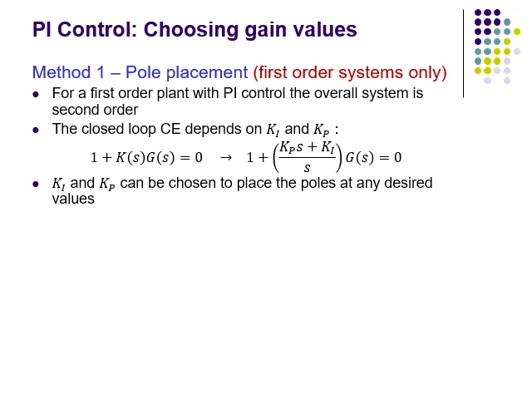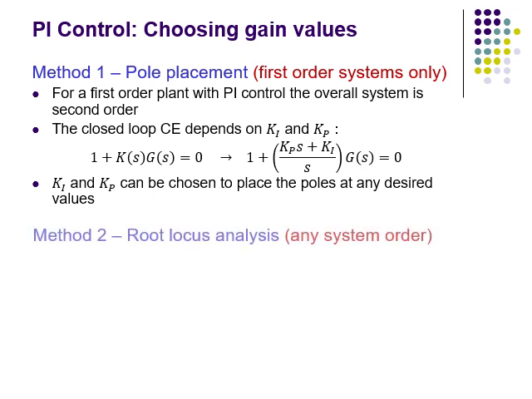In fact, Ki and Kp can be chosen to place the poles of the closed loop system at any desired location. So we can place the poles at any points that we want on the complex plane. So that's method one. The other method, method two, is to use a root locus analysis, and this method can be applied not just to first order systems, but to systems of any order, so second order, third order systems. We can sketch the root locus to help us choose values for the controller gains.